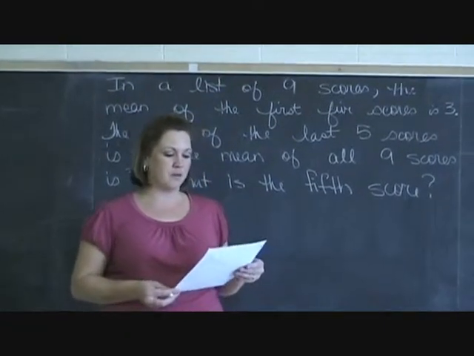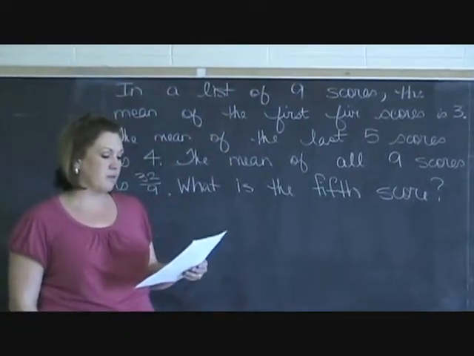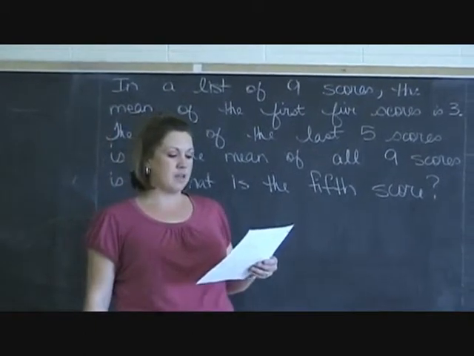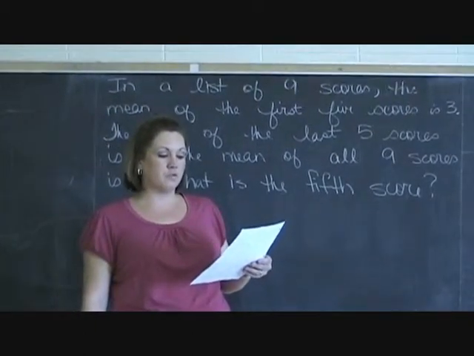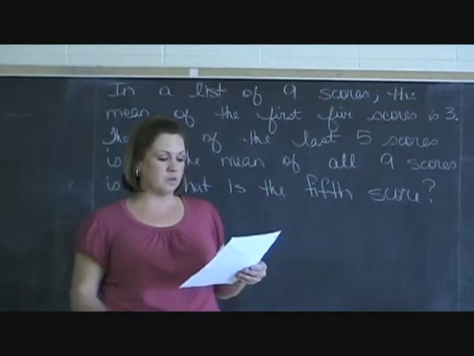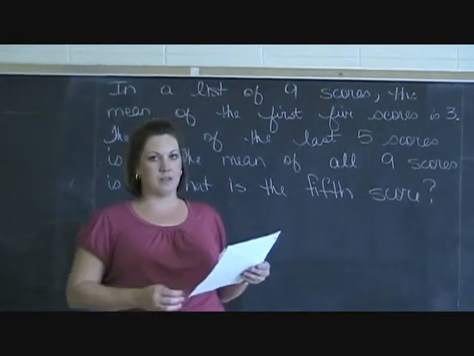For week number 4: in a list of 9 scores, the mean of the first 5 scores is 3. The mean of the last 5 scores is 4. The mean of all 9 scores is 32 ninths. What is the 5th score?